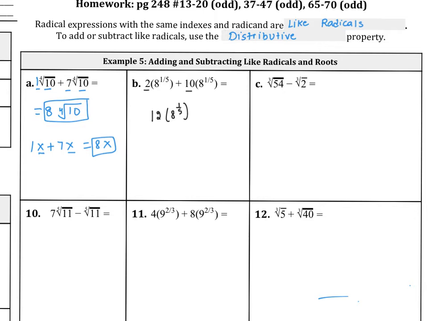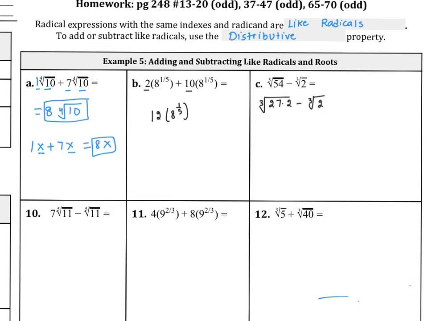Next, we cannot add these two together. Although they have the same index, they do not have the same radicand. If we are able to make this one the same as the 2, then we can add or subtract. So let's see if we can do that. We can write this as 27 times 2, because 27 times 2 is 54.